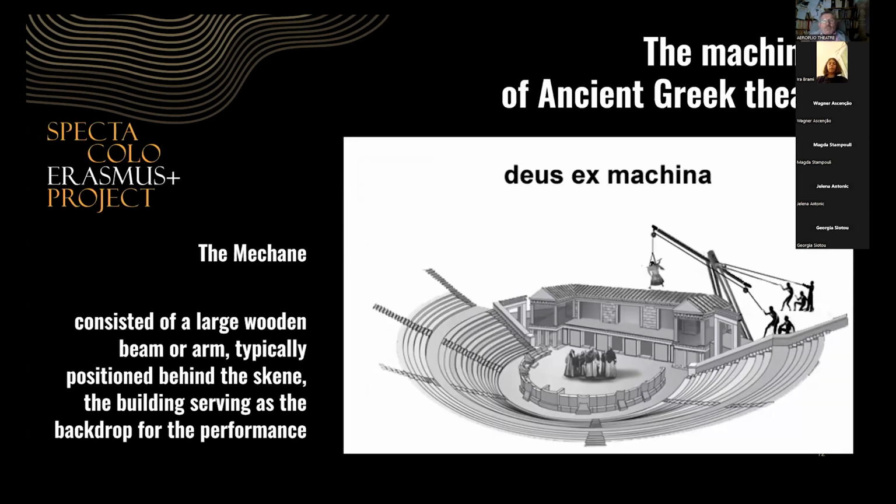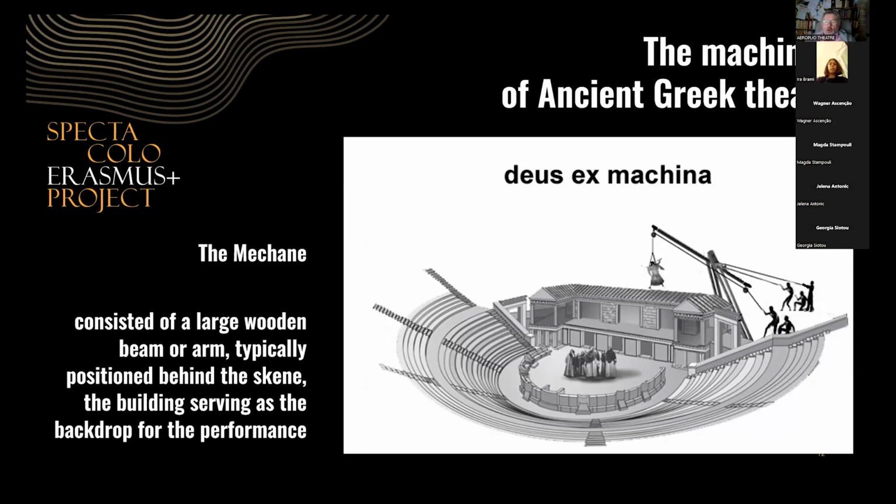So the periactos. Oh no, excuse me. Let's stay on the mechani a little while. It was a big wooden beam or arm that made up the mechanism. It was usually put behind the scene, and this beam was on a pivot and could be moved up or down by stagehands, who often worked hidden in the theater structure using a system of ropes and pulleys.